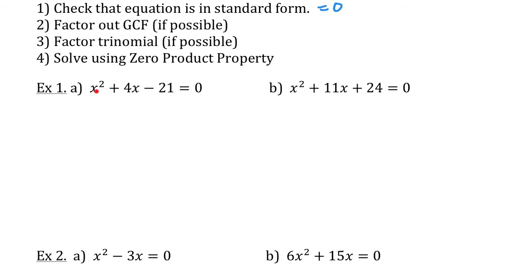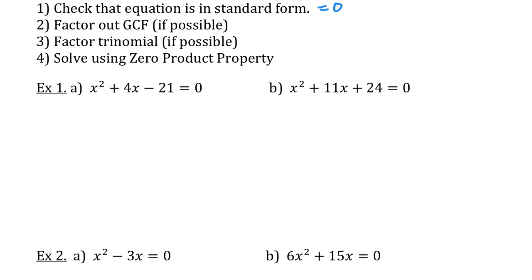Let's see. It's highest degree to lowest. It does equal 0, which means it's in standard form already. So I'm going to go ahead and check and see if they have a greatest common factor. The x squared doesn't have a coefficient, so I'm not going to check the coefficients. But this is x squared, this is 4x, and this is 21. The 21 does not have an x, so there is no greatest common factor. Okay, so I'm going to go ahead and factor the trinomial.